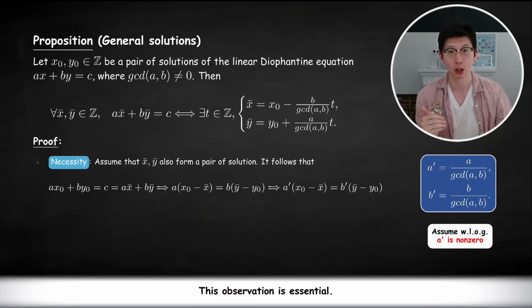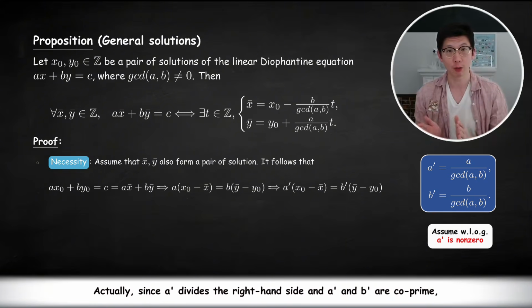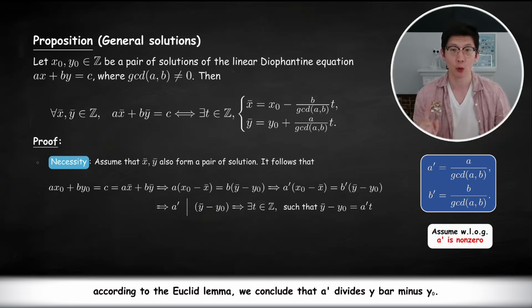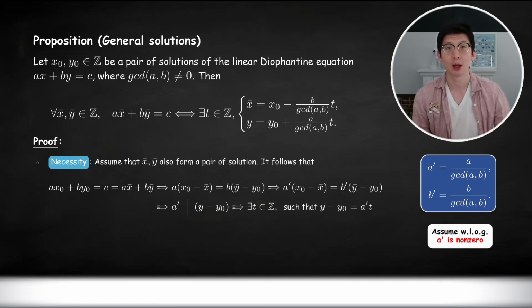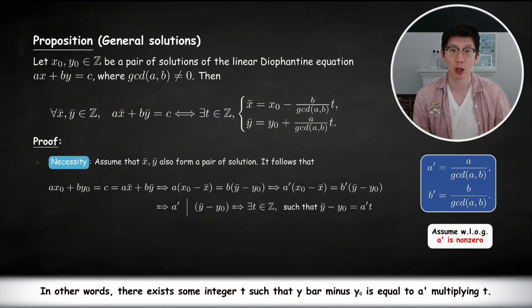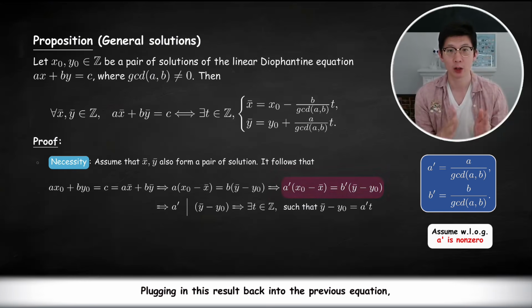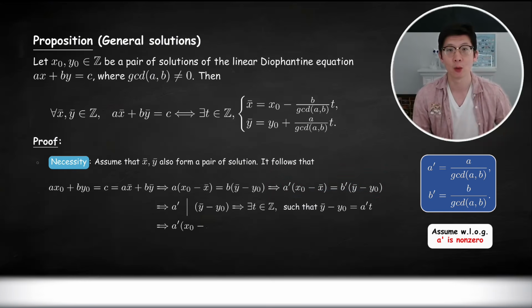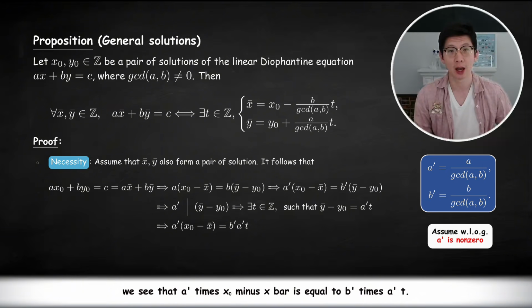This observation is essential. Actually, since a prime divides the right-hand side, and a prime and b prime are co-prime, according to the Euclid lemma, we conclude that a prime divides y bar minus y0. In other words, there exists some integer t such that y bar minus y0 is equal to a prime multiplying t. Plugging in this result back into the previous equation, we see that a prime times x0 minus x bar is equal to b prime times a prime t.